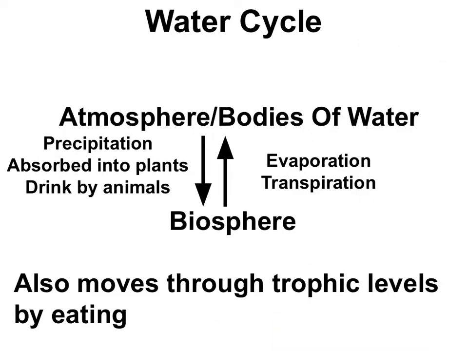Here's a simplified overview of the water cycle. In its abiotic form, water is found in the atmosphere as water vapor or in bodies of water as liquid water. Water gets from the atmosphere to Earth by precipitation, and then once on Earth's surface, plants absorb water through their roots, and animals drink water. Water gets out of living things in a lot of ways, but two ways include evaporation and transpiration. Once inside of living things, water can move through the food web by eating.